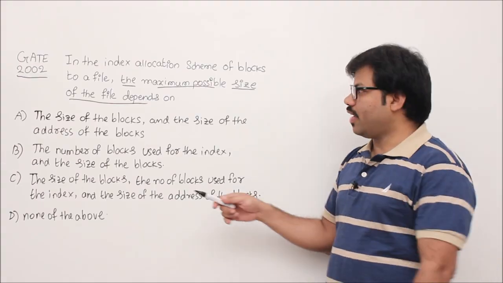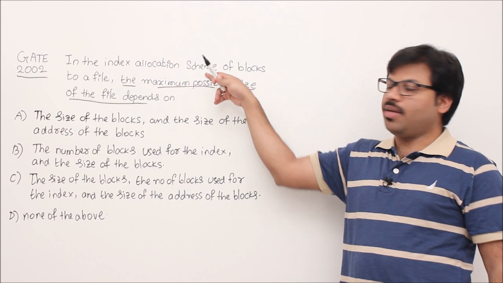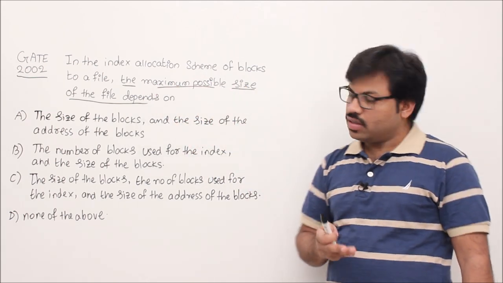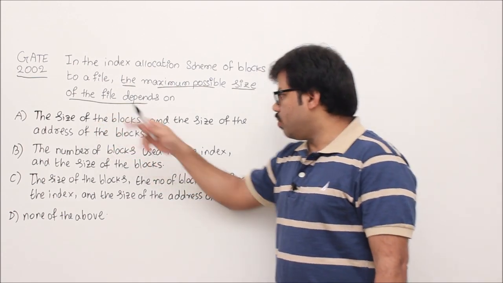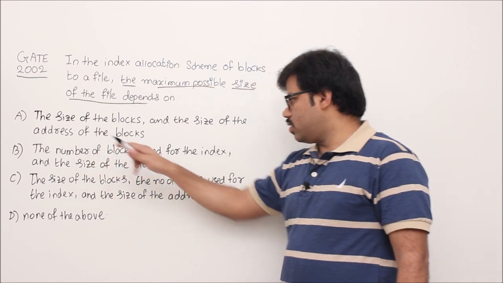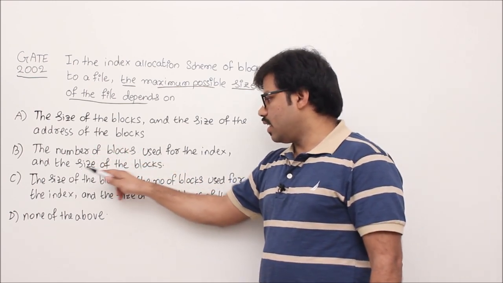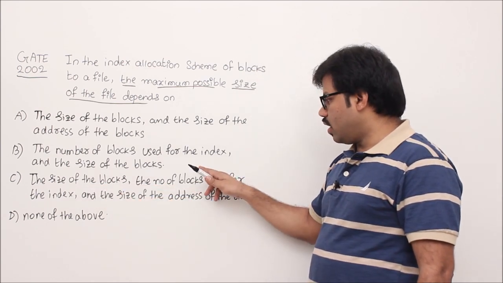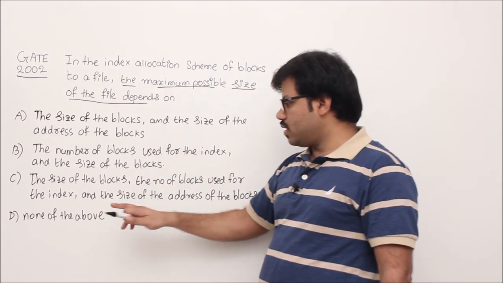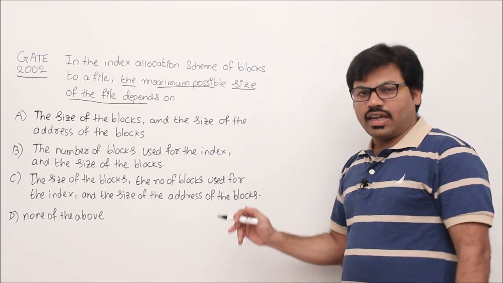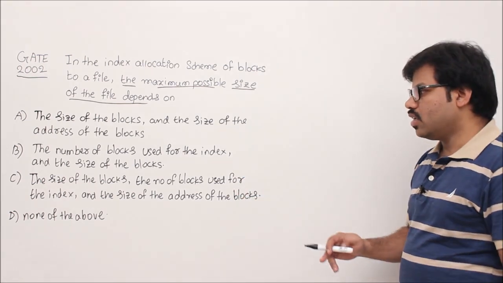Okay. Let's see this GATE question. In the index allocation scheme, the maximum possible size of the file depends on what? If you see the options, size of the blocks and size of the address of the blocks, number of blocks used for the index and the size of the blocks. If you see option C, size of the blocks and the total number of blocks used for the index and the size of the address of the block. So option C is right. I will tell you the reason for that.